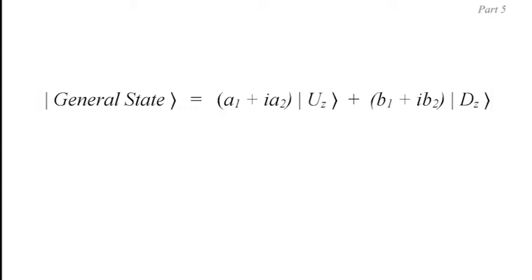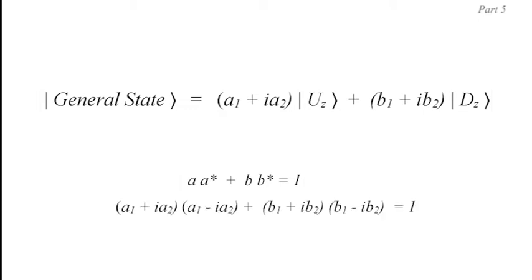So the condition for normalization of this general kind of state would be A times A star plus B times B star equals 1. Or this expansion of it, which turns out to be the condition a1 squared plus a2 squared plus b1 squared plus b2 squared equals 1.